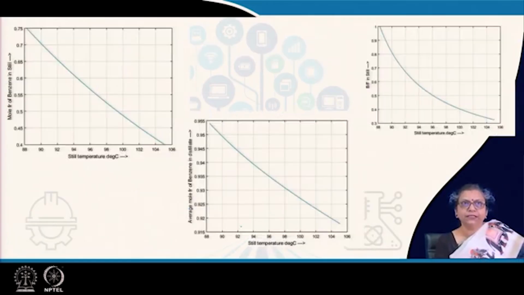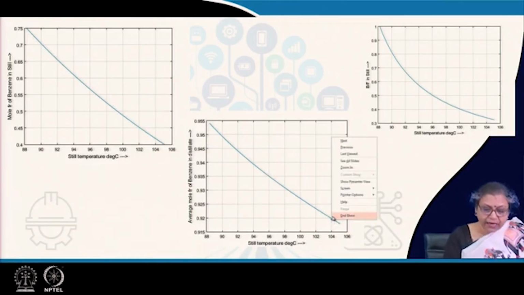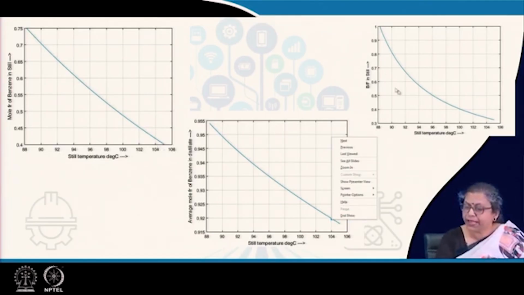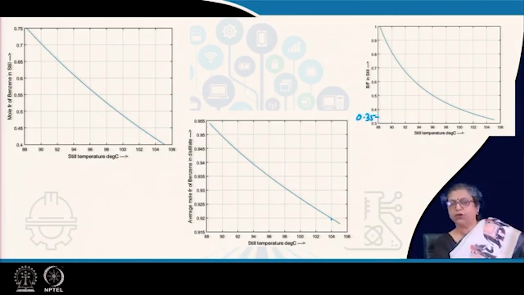I have just done it and I have shown the curves here, which show that I have reached an XD average of 0.92 at a still temperature of about 104 degrees centigrade. Under this condition the mole fraction in the still is about 0.4, and I find that the B by F in this case is almost equal to 0.35 or something, which is not bad.